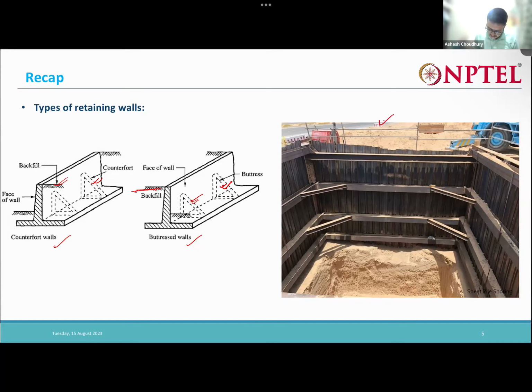And can you identify this structure shown here? The third image, what is that structure?